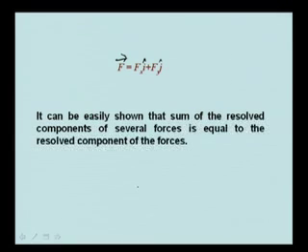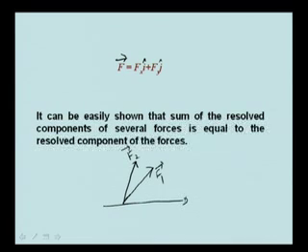That means, if you have one force F1 and another force F2 acting, and you combine these two forces, you get the resultant force. If you take the resolved component along a particular direction, let us say x, that is the same as taking the resolved component of F1 and the resolved component of F2 and then joining them. So, therefore, this can be done.